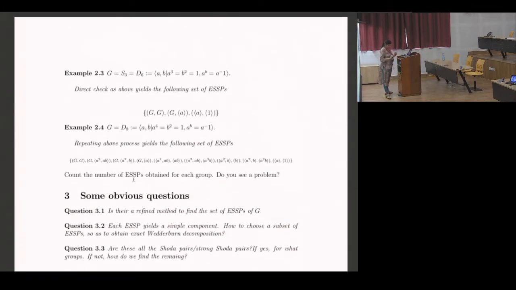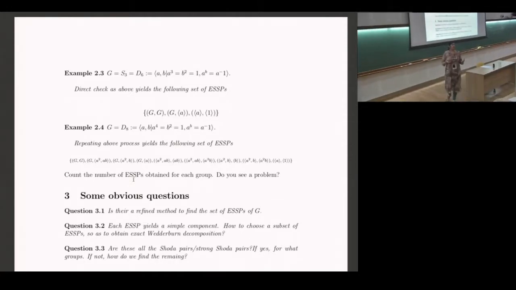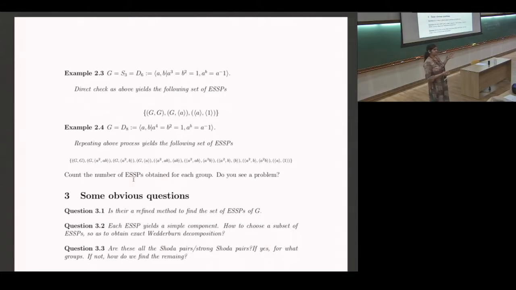Now I take the smallest non-abelian group, the symmetric group on 3 elements, or the dihedral group of order 6, and a direct check, as we have proceeded earlier, will give you these 3 pairs. And if I repeat the process for D8, this is the list that I'm getting. Is everything all right? Do you see a problem? How many components do you expect for S3? You must have seen the Wedderburn decomposition of QS3. How many components do you expect? 3. You have 3 extremely strong Shoda pairs. Each of them is going to give you a simple component.